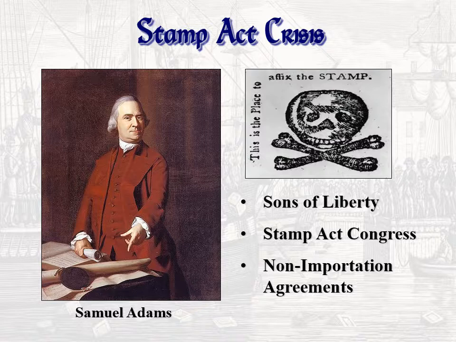So the main tactic that the colonists eventually latch onto to defeat the Stamp Act is a boycott, or what they call non-importation agreements. Non-importation agreements means the colonists said, we are not going to purchase British-made goods, which was the bulk of all the goods that existed, until they repealed the Stamp Act. So one of the early tactics that colonists learned that is effective is you got to hit them where it hurts, and that's in their pocketbook.